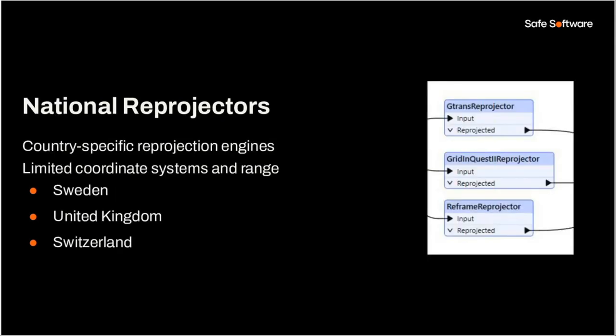We also have national reprojectors. Some national agencies have created their own regional reprojection engines. These are limited in their range and number of coordinate systems, but we support the following ones here. So GTrans is used in Sweden, Grid InQuest 2 is used in the UK, and Reframe is used in Switzerland.